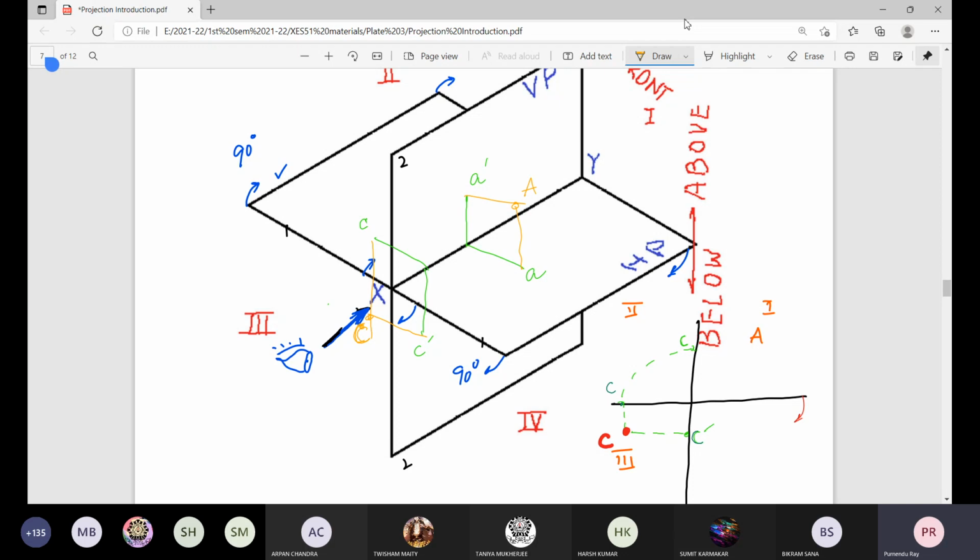Subdivide this 7.5 centimeter in 10 equal parts. So what about this smaller subdivision? 10 meter each. Now that 10 meter is represented by less than a millimeter, 0.75 millimeter.